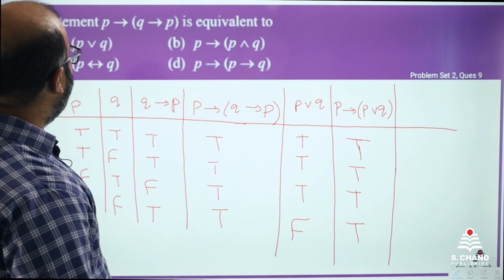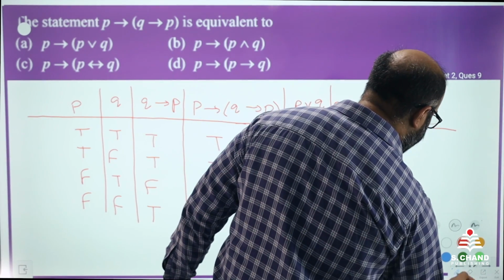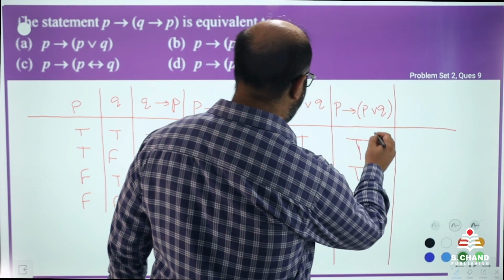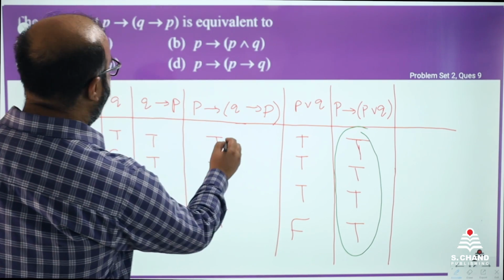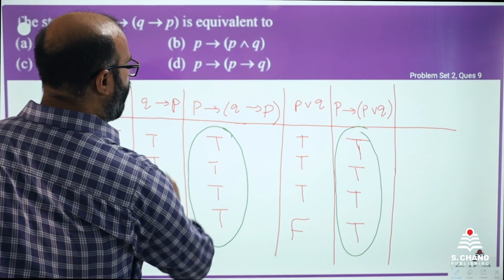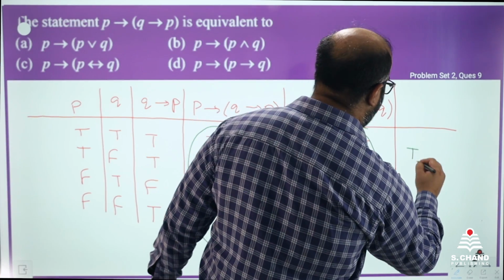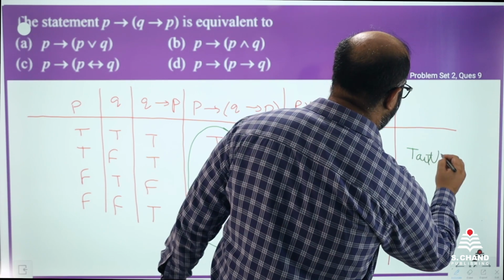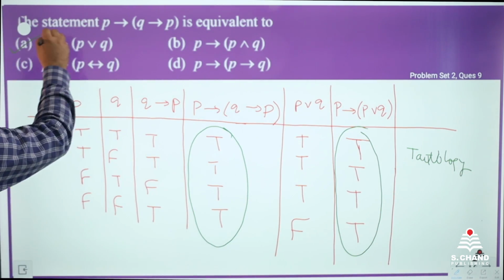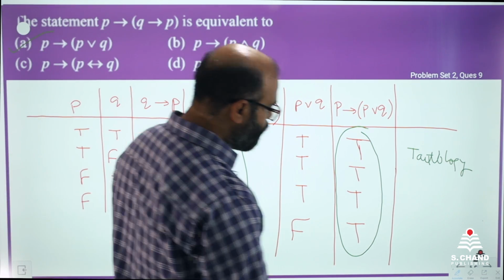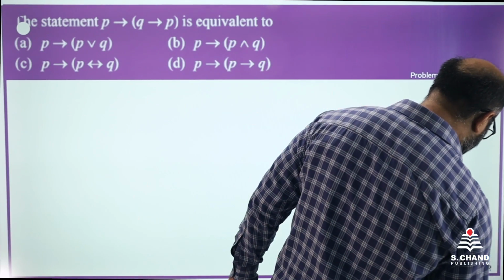So in the first option itself, you are getting the correct answer. So you need not check other options. P implies P or Q and P implies Q implies P, both are tautology. So you will say that option A is the correct option. Let us move on to the next question.